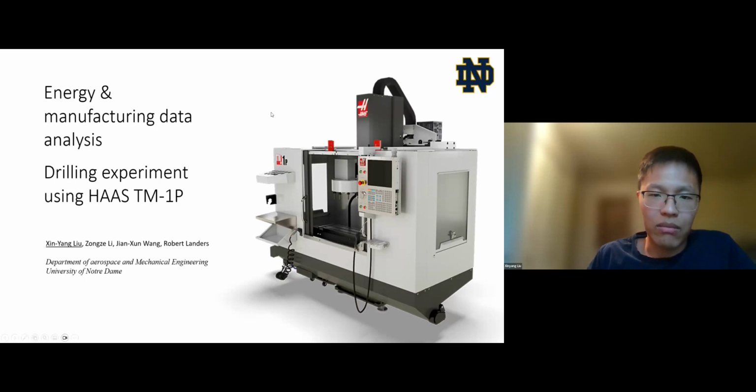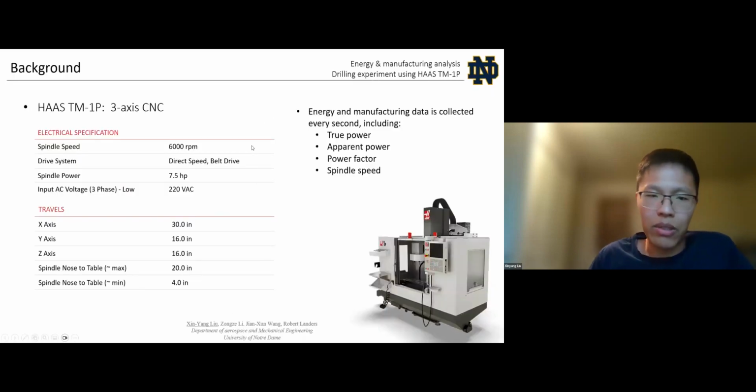Okay, so first some background about the machine we use. The machine is called the Haas TM1P, which is a 3-axis CNC machine. Here are some basic parameters for this machine. The maximum spindle speed is 6,000 RPM, with a maximum power of about 7.5 horsepower. And here is the axis travel: 30 inches in the X direction, 16 inches in the Y direction, and 16 inches in the Z direction as well.